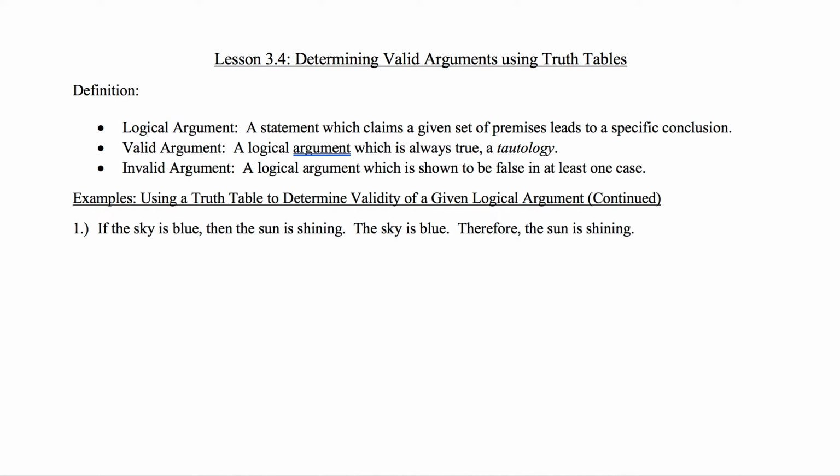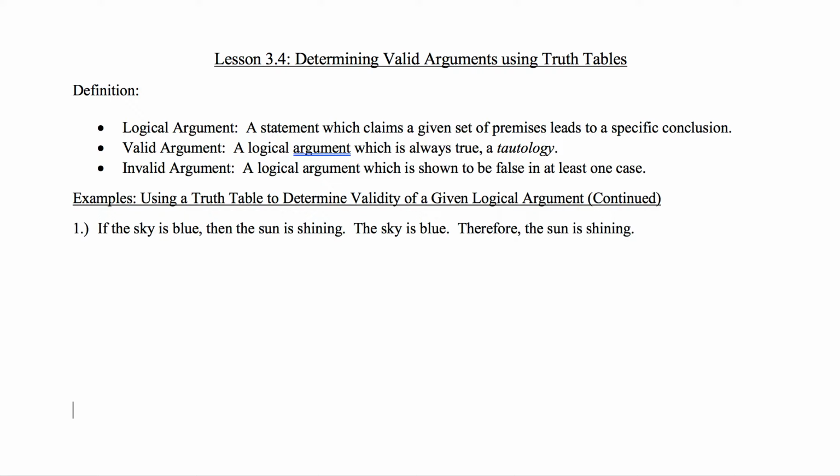So now we're going to begin section 3.4. This will be a new section. We did not cover this one in class. The concept that we want to deal with here is we want to talk about using a truth table to determine whether an argument is what we call valid or invalid.